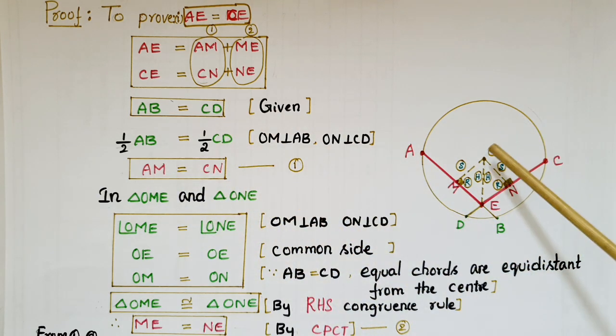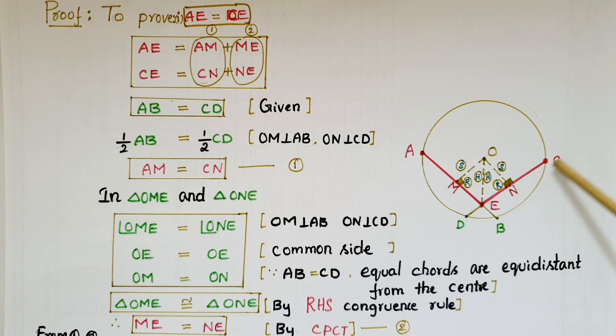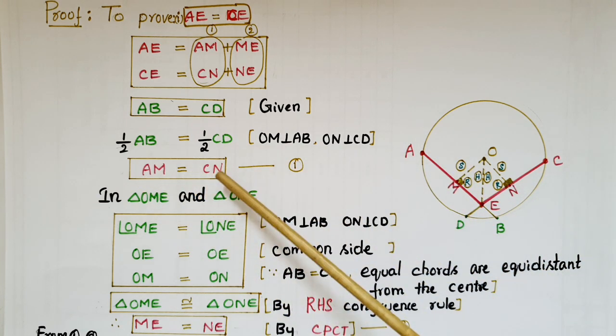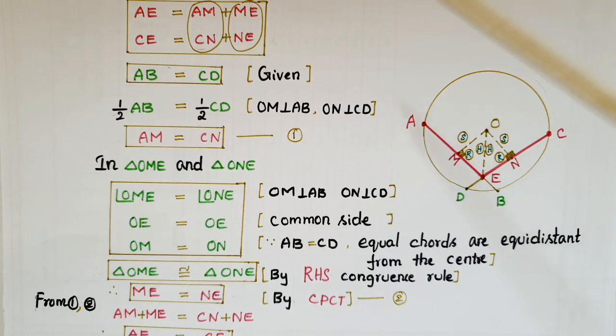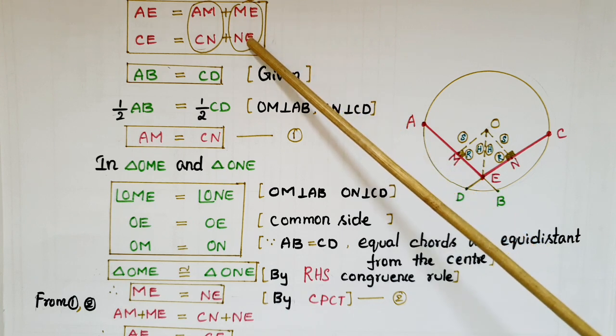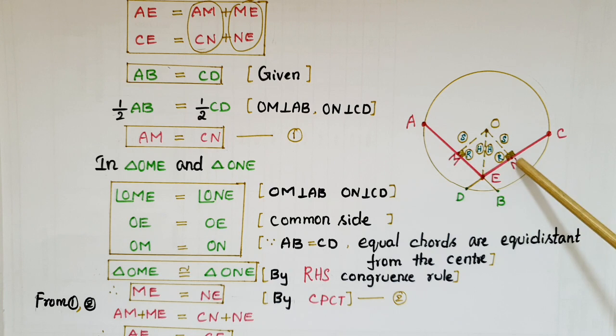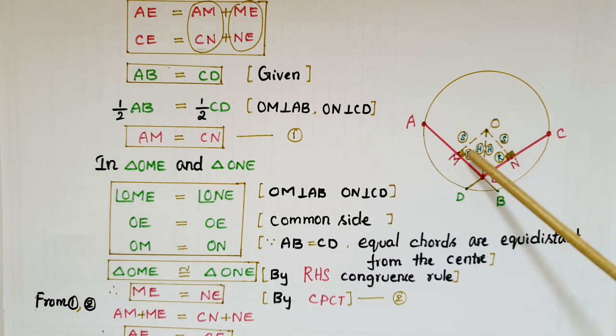We know that a perpendicular drawn from the center of the circle bisects the chord. So here AM is equal to BM and CN is equal to ND. So we can say that AM is equal to CN. This is the first equation. Now we have to prove that ME is equal to NE. ME here is this segment, and NE is this segment. So we have to prove that these two line segments are equal.